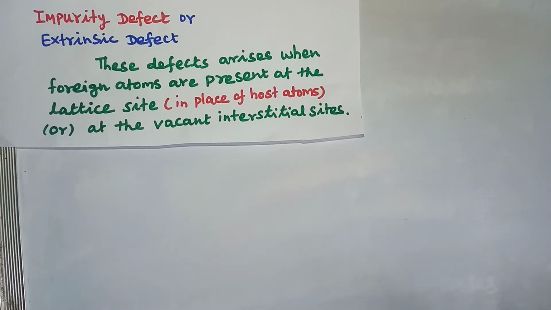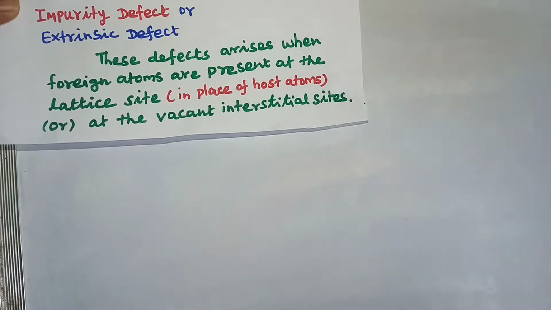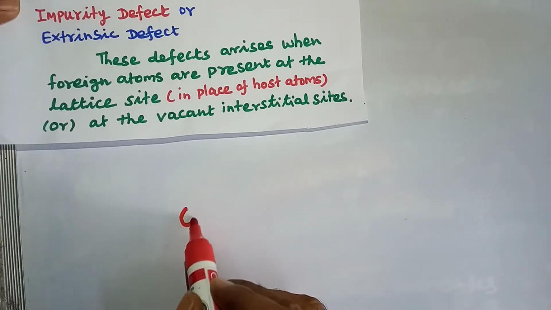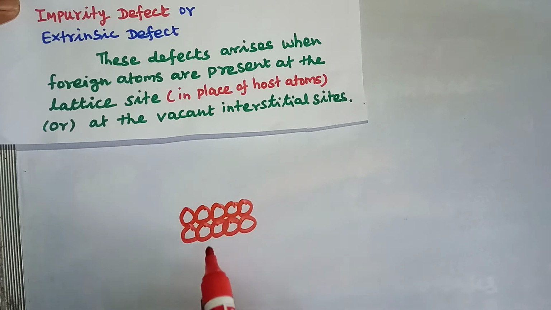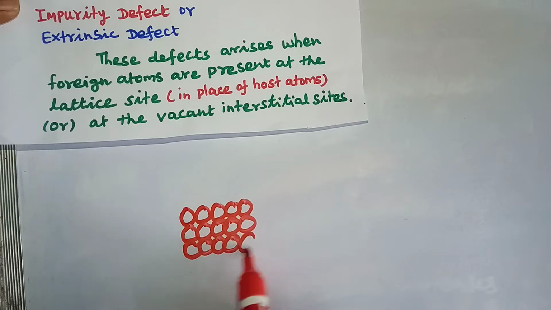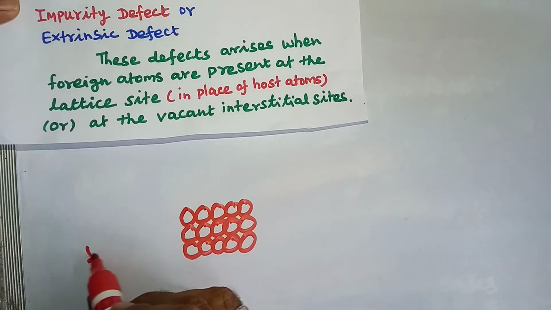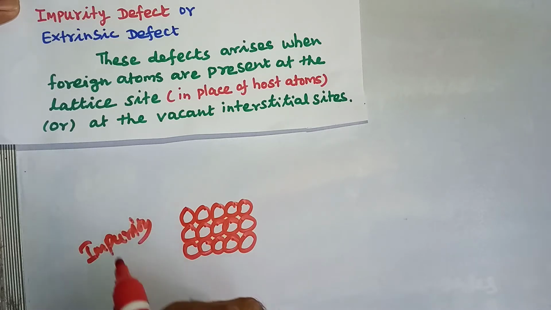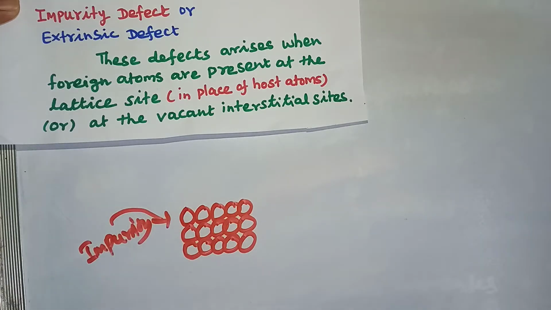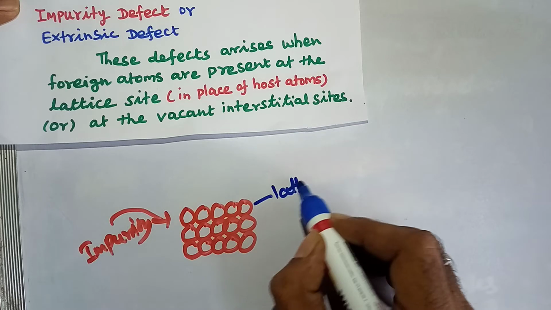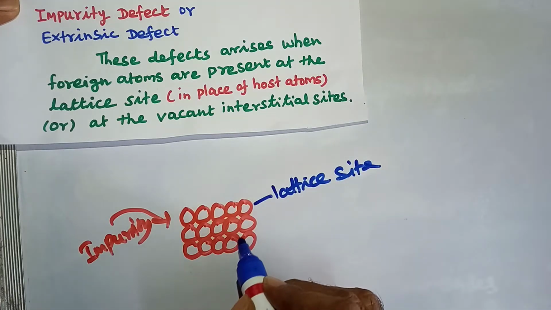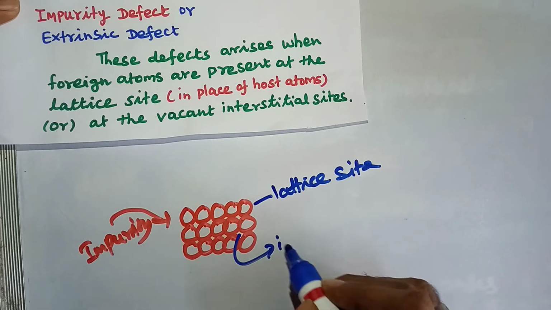This defect arises when foreign atoms are present at the lattice site or at the vacant interstitial site in place of host atoms. Here we are taking ionic crystals, ionic solids, and we add the impurities externally. This is the lattice site, and this is the interstitial site, the vacant interstitial site.